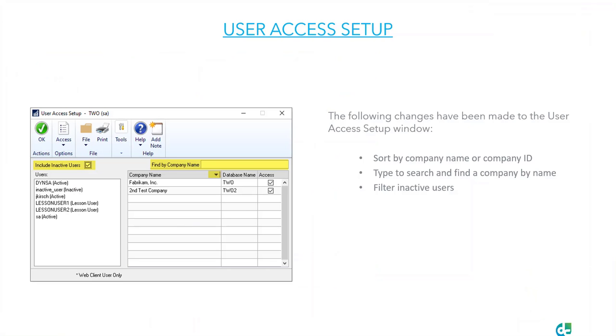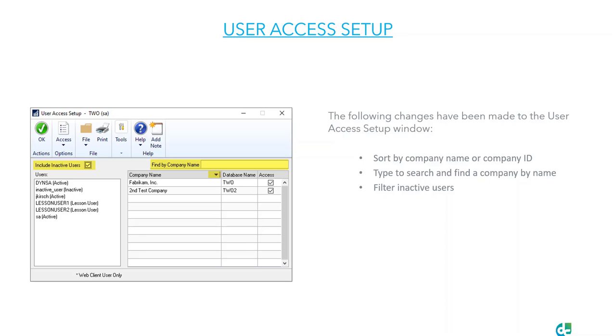The next feature I'm going to talk about is in the user access setup. So there's been a few changes made to this window to make it a little bit easier, and especially for those with a number of companies or a large number of users in the system. So the few things are highlighted on the screen. So the first is that our sort is now available by company name. So we can sort that way rather than by database name or not having that in an order that's easy to find.